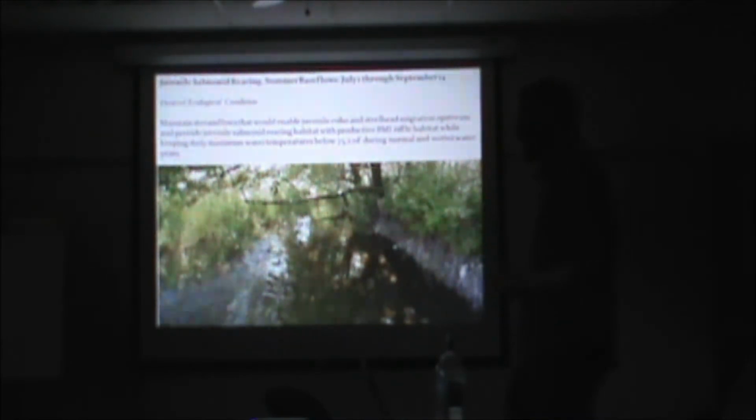Another way is through an adaptive management approach. If we say, okay, here's the flow regime, and folks allow a certain amount of water to come down for one day, we can measure and say, what did we see?